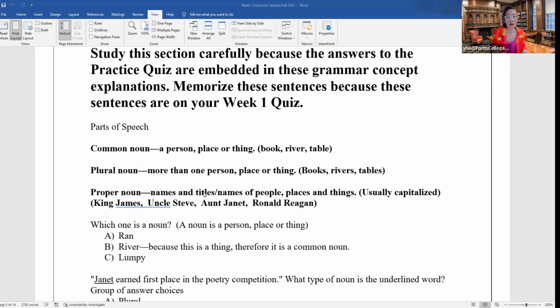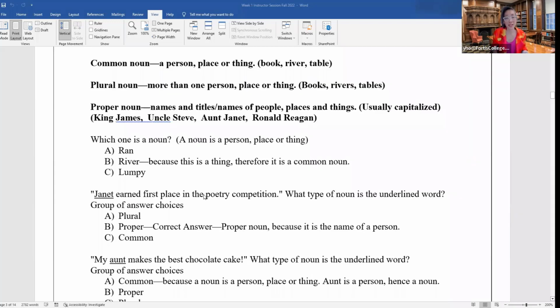A proper noun is the name or title of a person, place, or thing. Proper nouns are capitalized. So King James, Uncle Steve, Aunt Janet, Ronald Reagan, those are all proper nouns, and they all need to be capitalized. And so here is an actual quiz question. Which one is a noun?